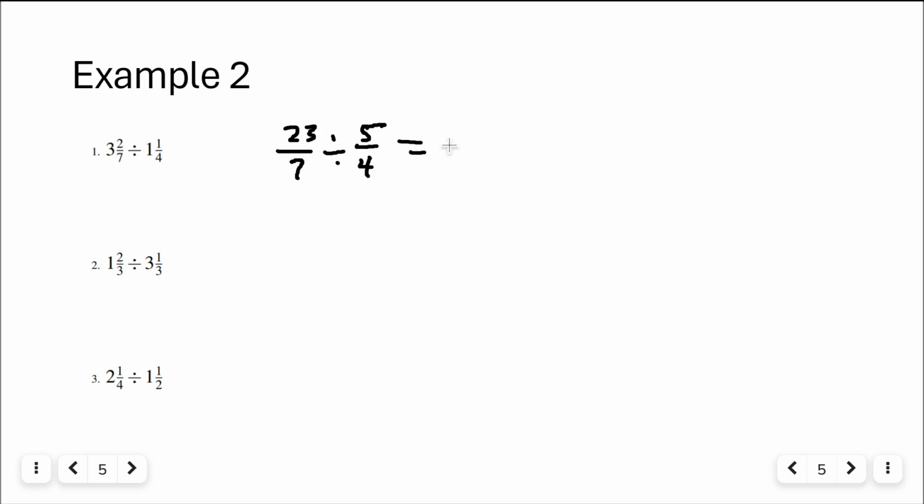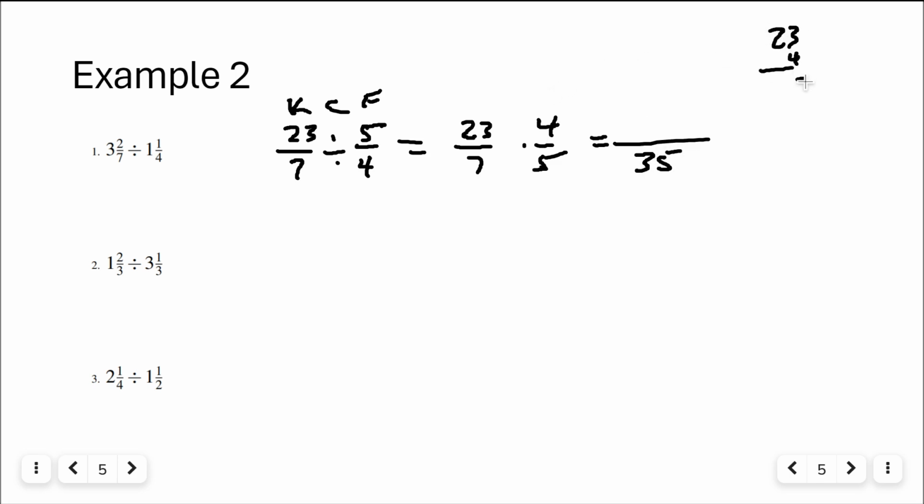So now I have to keep the first fraction, change the division to multiplication, and find the reciprocal of the second fraction. And now I can multiply. So I can't cross cancel the 5 with the 23, the 4 with the 7. The denominator, 7 times 5 is 35. 23 times 4, 3 times 4 is 12, is 92.